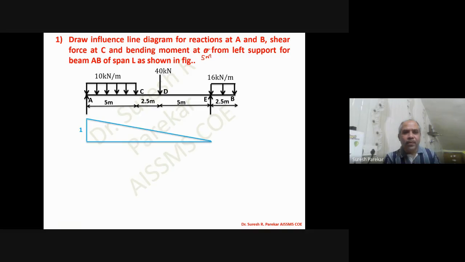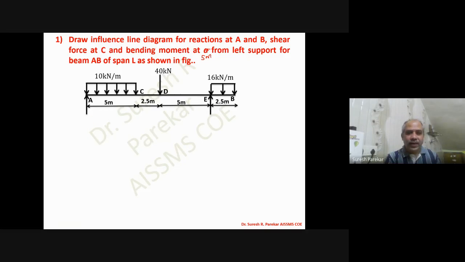So now we will go for this. We know an overhang is there between E and B. Whenever you go for ILD, you do not consider the overhang first. You plot the ILD between the simply supported points, that is AE. Whenever we go for ILD, the ordinate at that reaction is 1, and at all other reactions it is 0. Here we have two reactions only. So at A we have value 1, at E we have value 0, and then we have to extend it. The line is always linear for ILD.